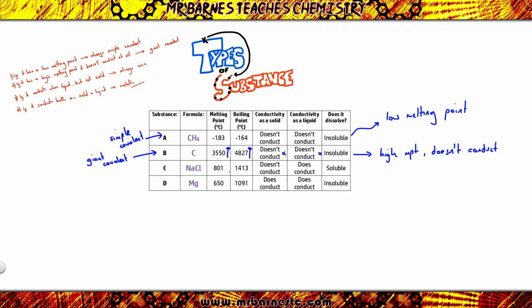On to C, high melting point and boiling point again, so that rules out simple covalent. It doesn't conduct when solid, that rules out metallic. It does conduct when liquid, therefore the only thing it can be is ionic.